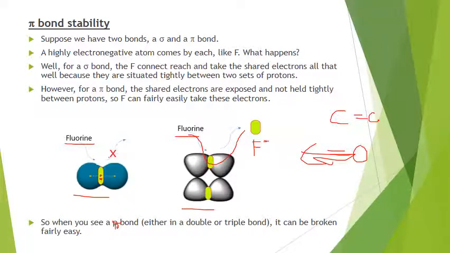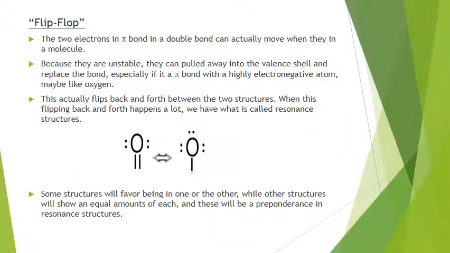So again, if you take organic chemistry, you'll start out with a molecule with double or triple bonds. You add a highly electronegative atom to it, and that electronegative atom will basically tear the electrons off and form a new molecule.